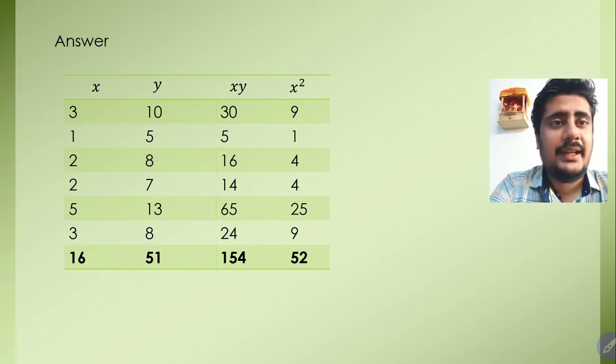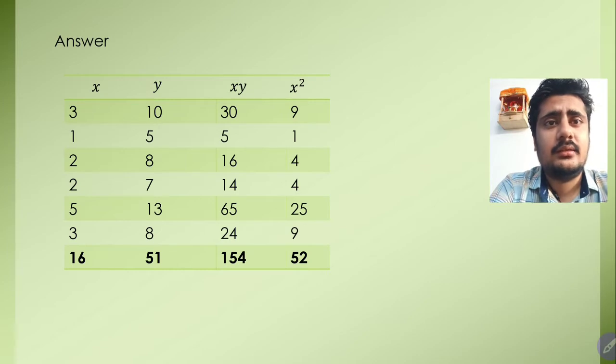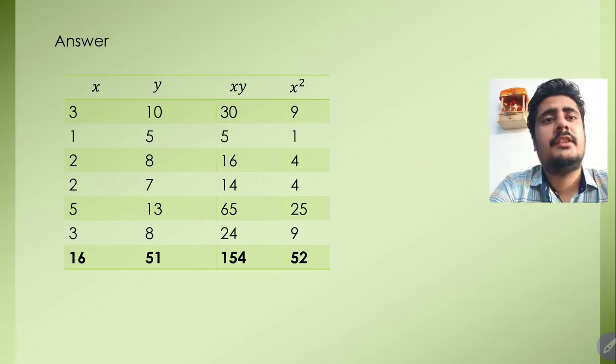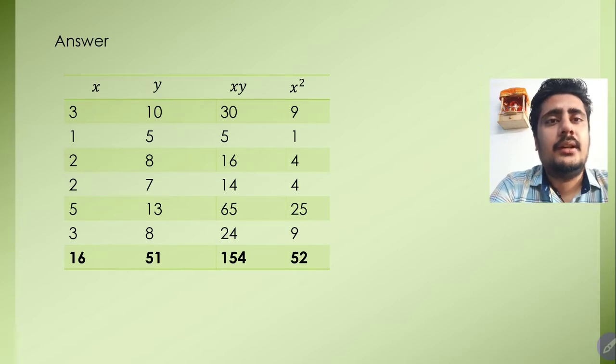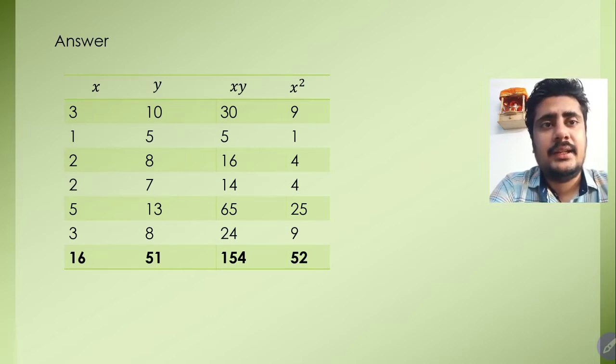Now we have to find x square. How will we find x square? We will have to make the square of x. So if x is 3, then square is 9. If x is 1, square is 1. X is 2, square is 4. X is 2, square is 4. X is 5, square is 25, and so on. So you have the total of x, y, xy and x square on the screen.